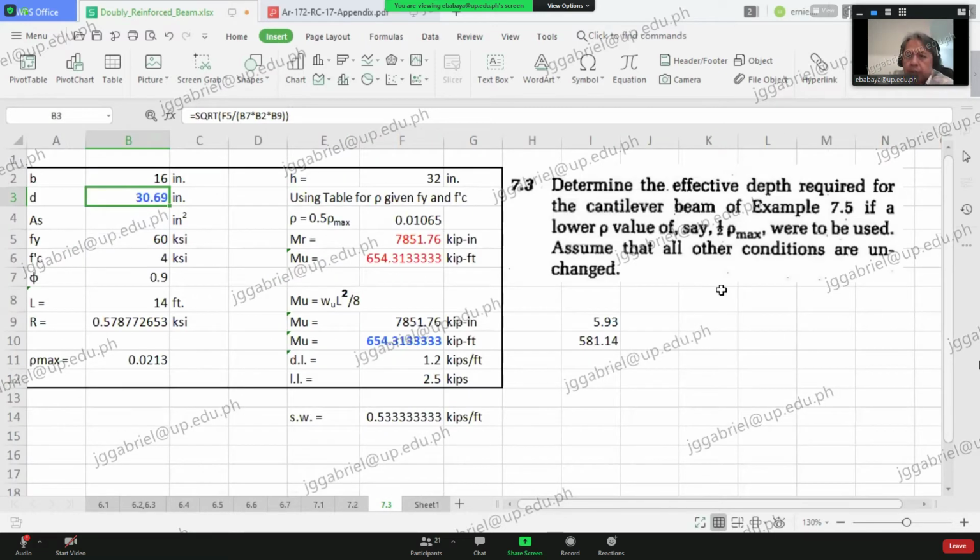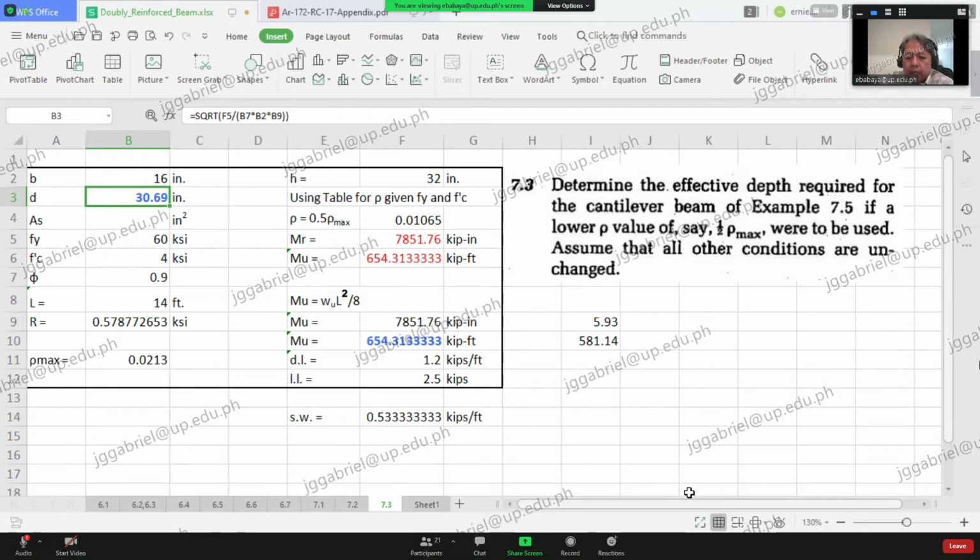Now let's proceed to 7.3. It says determine the effective depth required for the cantilever beam of example 7.5 if a lower rho value of say 1/2 rho max were to be used. Assume that all other conditions are unchanged.